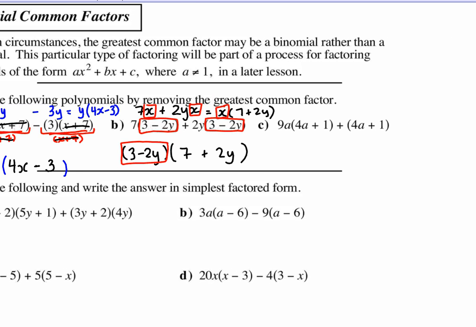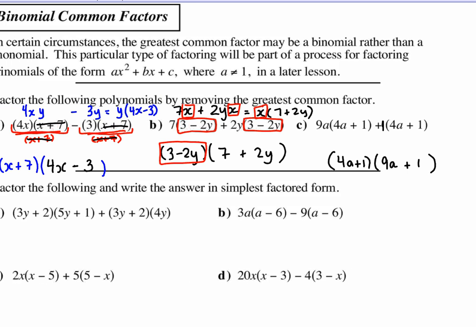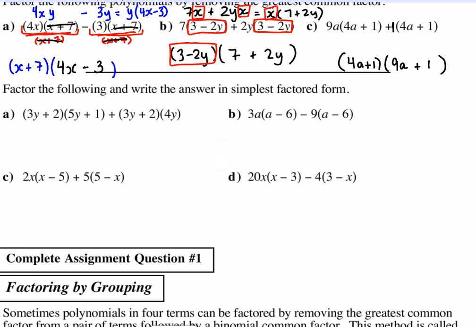So what can we factor out of this one? What's in common? 4a plus 1. Well, here's a fun one. Okay, I pull out the 4a plus 1. What are we left with? 9a plus 1. Good. The coefficient in front, if you can't see it, is a 1. Mind blown. Okay. Ready to go again? Let's try the next one.